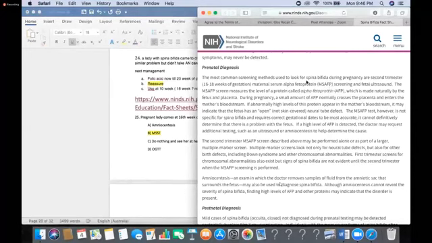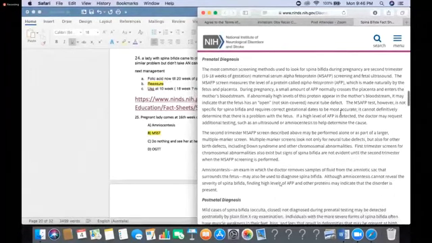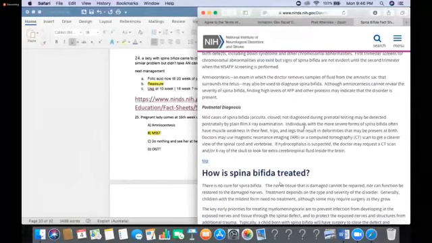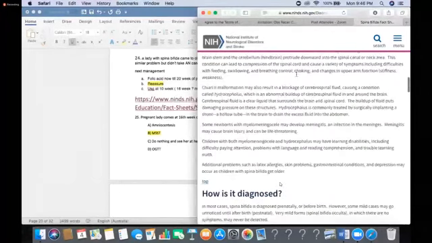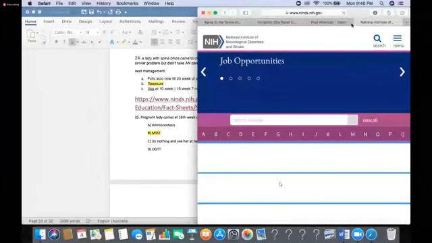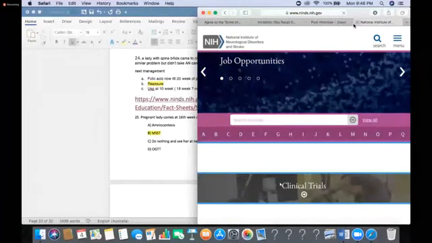The most common screening method used for spina bifida during pregnancy is the second trimester MSAFP. But it's not ultrasound, so the screening should be done first. So screening was the option. Can we give her that? Yeah. But then you'll have to first reassure anyhow, because she already knows that she has spina bifida.